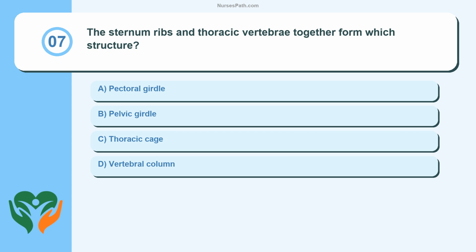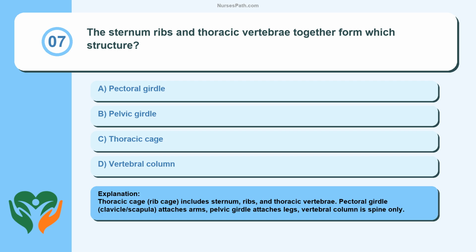Question 7. The sternum, ribs, and thoracic vertebrae together form which structure? Pectoral girdle, pelvic girdle, thoracic cage, vertebral column. Thoracic cage, rib cage, includes sternum, ribs, and thoracic vertebrae. Pectoral girdle, clavicle/scapula, attaches arms, pelvic girdle attaches legs, vertebral column is spine only.